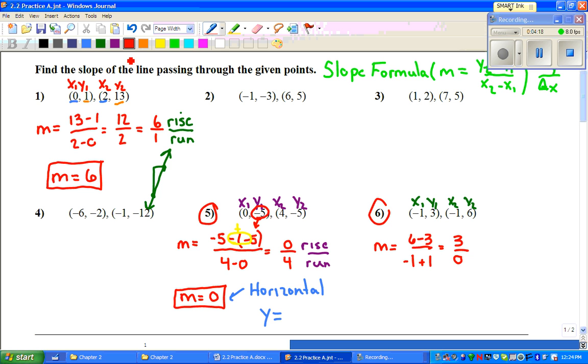And this one right here, guys, whenever you have a 0 in the denominator, your answer is going to be undefined. In this one, undefined, what happens is we know that this is going to be a vertical line, up and down. And my vertical lines always go through a point on my x, so they're going to be an x equals. Okay, slope formula, very important.